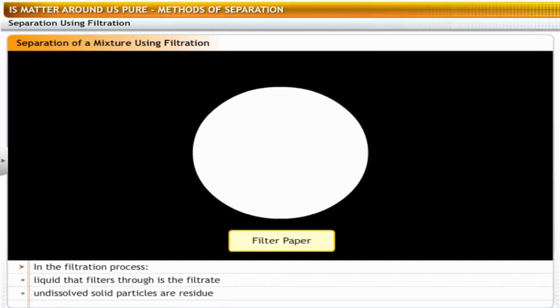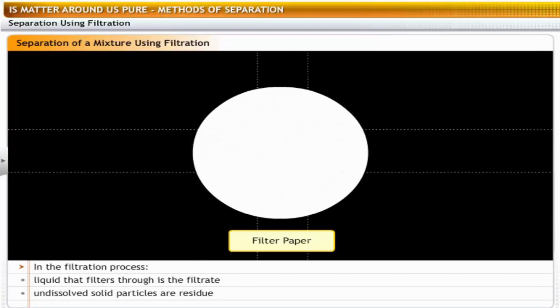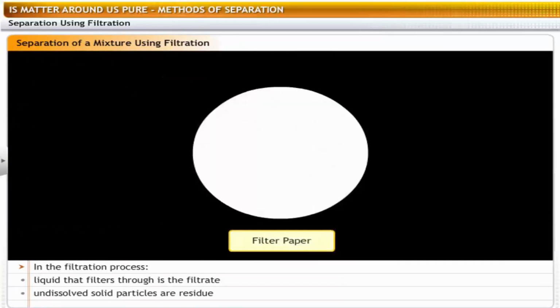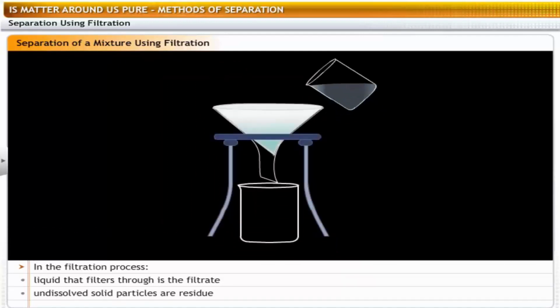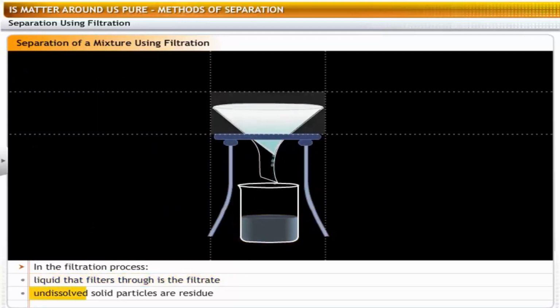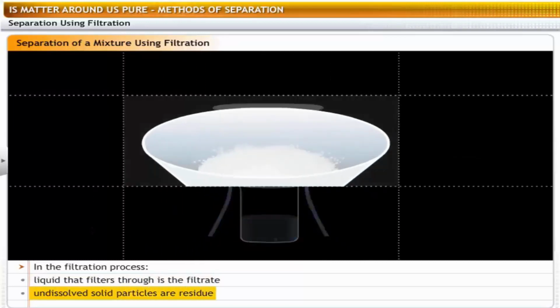A filter paper is a special type of paper which has pores that are tiny enough to let only liquids pass through it. If you pass a solution through filter paper, any undissolved solid particles will get left behind on the paper, whereas the liquid will filter through. The liquid that passes through is called the filtrate, and the undissolved solid particles are called residue.